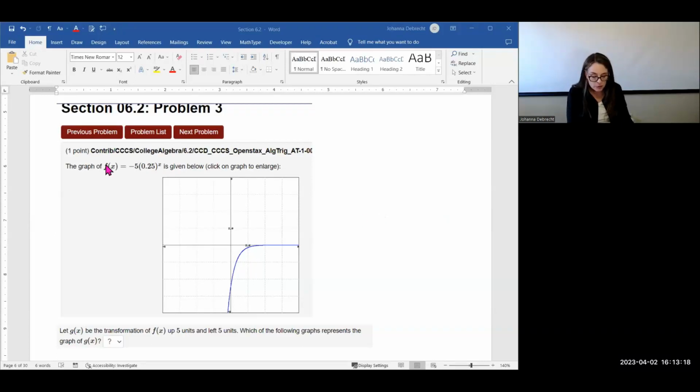Now we're looking at problem number 3, which is very similar to problem number 2. We have the function f of x equal to -5 times 0.25 to the x. Now we can also write 0.25 as 1/4, so we can write this as -5 times 1/4 raised to the x. It's based on the parent function 1/4 to the x. It's been reflected and stretched by a factor of 5. It is normally an exponential decay function. So we can see here it's been reflected over the x-axis. You can see that it is down below, which is what happens when we multiply by a negative.